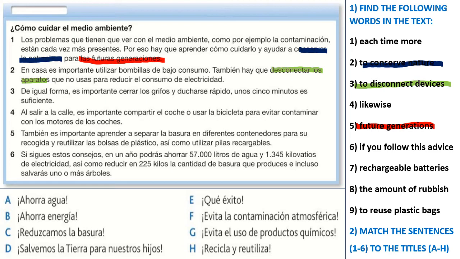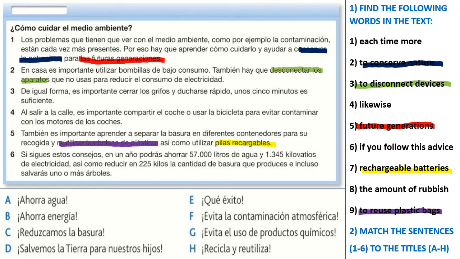Rechargeable batteries. Rechargeable would look the same, maybe not batteries, so you're looking for something like that, which is in number 5, pilas recargables. So recargable looks like rechargeable. We didn't know the word for batteries, but we've been able to work it out now, pilas. Reuse plastic bags, again, should be relatively easy. So you're looking for plastic. Number 5 again, reutilizar las bolsas de plástico.